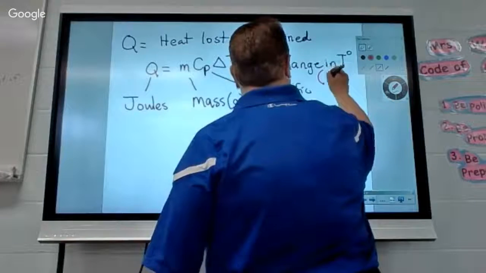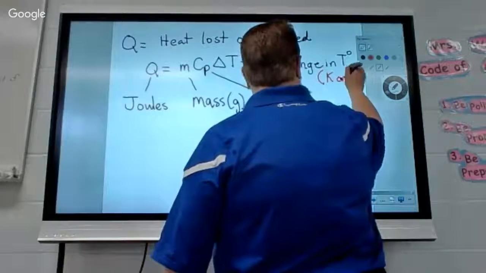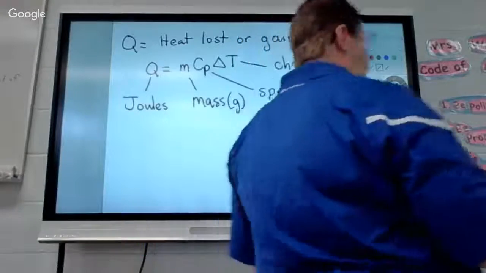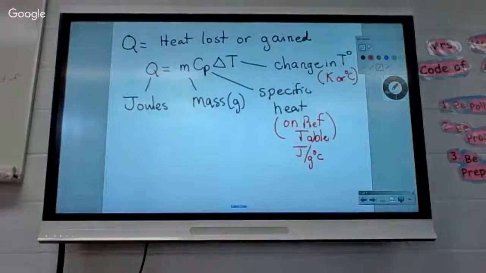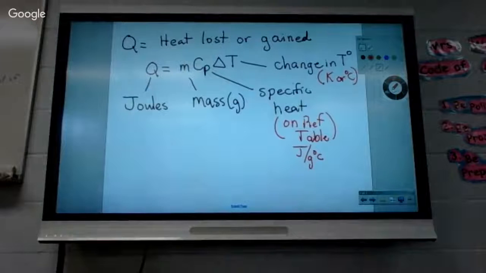Change in temperature can be in kelvins or degrees Celsius. This is the only equation we used all semester long that could be in either temperature unit. Every other formula we've used had to be in what temperature unit? Kelvins.